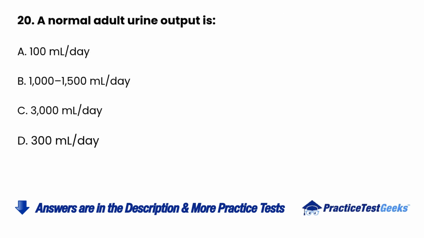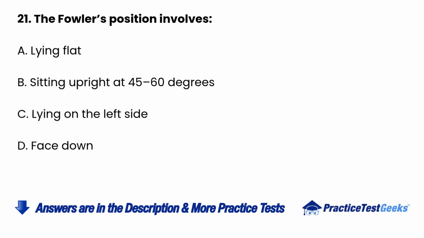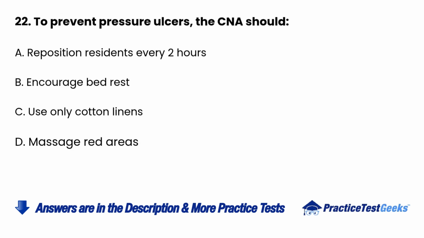20. A normal adult urine output is A. 100 milliliters per day. B. 1,000 to 1,500 milliliters per day. C. 3,000 milliliters per day. D. 300 milliliters per day. 21. The Fowler's position involves A. Lying flat. B. Sitting upright at 45 to 60 degrees. C. Lying on the left side. D. Face down.